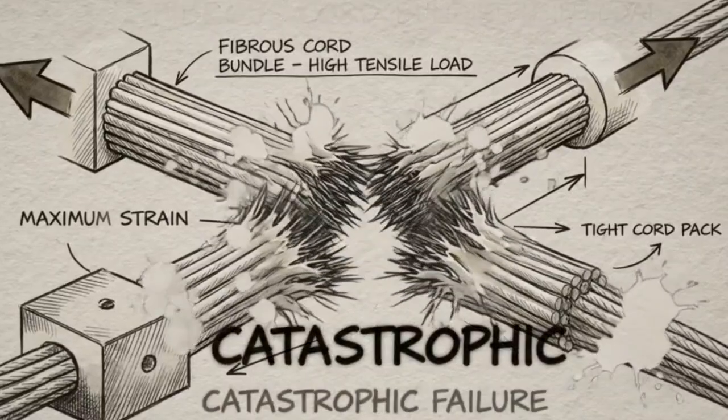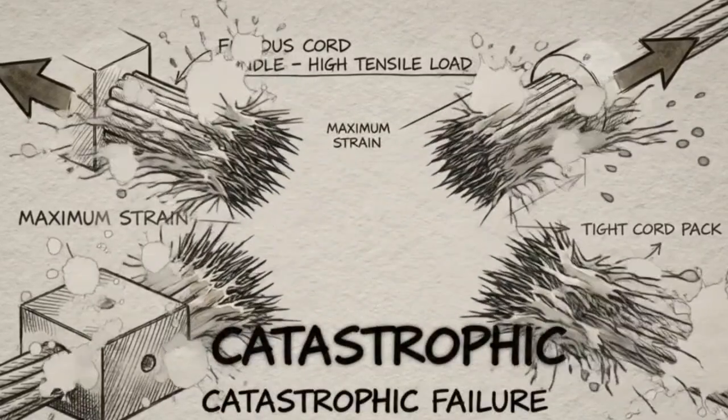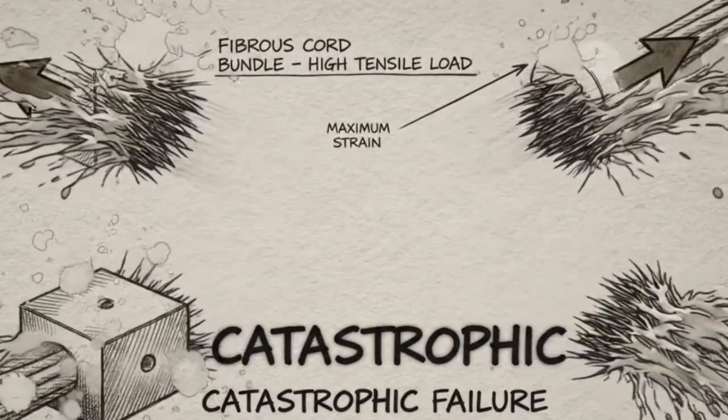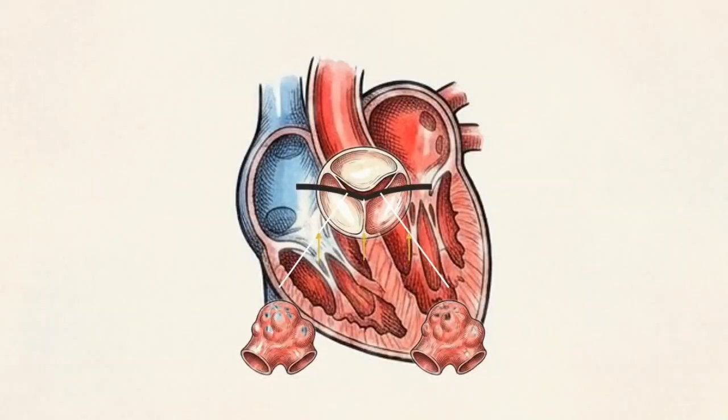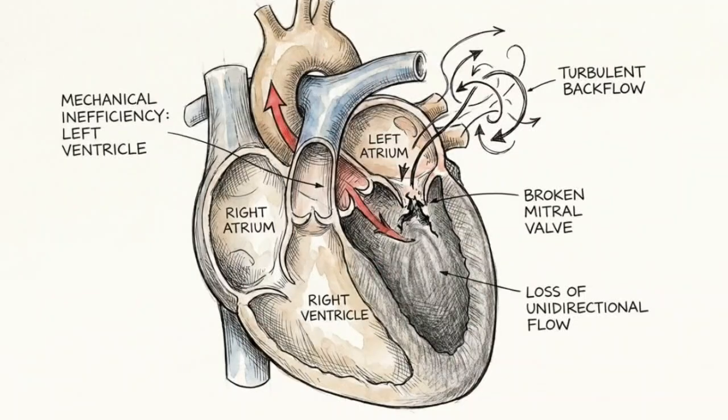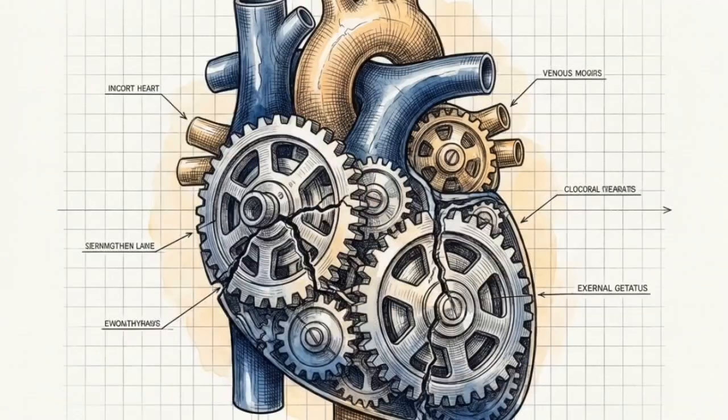A ruptured papillary muscle or snapped chordae tendineae is a catastrophic mechanical failure. The moment a cord snaps, the tether is gone. The upward pressure instantly forces the mitral valve leaflet to flail backward into the left atrium. Completely untethering a valve instantly destroys its ability to maintain unidirectional flow, turning a highly pressurized engine into an inefficient pump. Valvular heart disease follows a predictable pattern of mechanical failure.